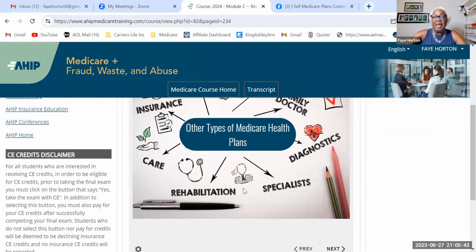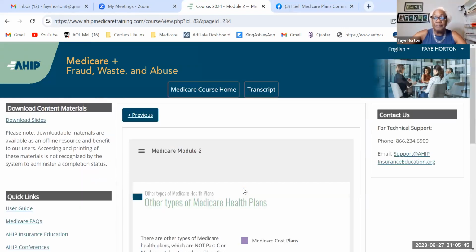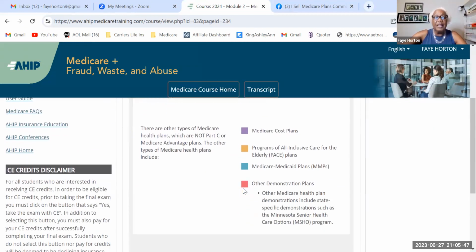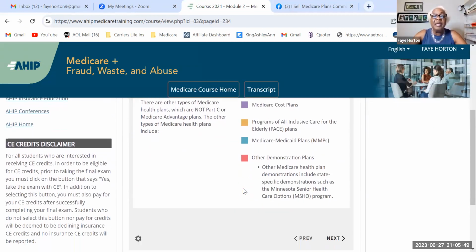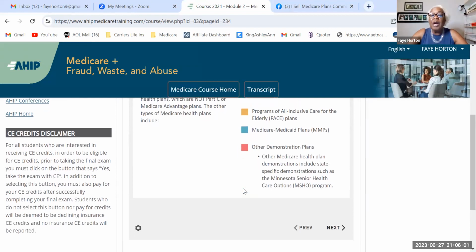Other types of Medicare health plans. There are other types of Medicare health plans. There's the Medicare cost plans, programs of all-inclusive care for the elderly called PACE, Medicare-Medicaid plans, MMPs, and other demonstration plans.